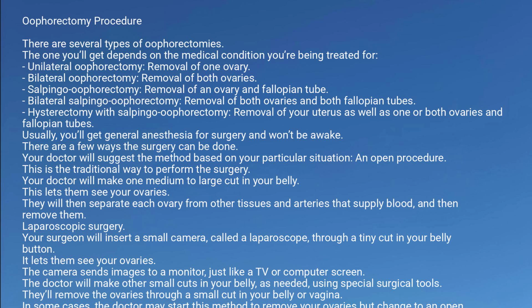Laparoscopic surgery. Your surgeon will insert a small camera, called a laparoscope, through a tiny cut in your belly button. It lets them see your ovaries. The camera sends images to a monitor, just like a TV or computer screen. The doctor will make other small cuts in your belly, as needed, using special surgical tools. They'll remove the ovaries through a small cut in your belly or vagina. In some cases, the doctor may start this method to remove your ovaries but change to an open procedure once they see what's happening inside.